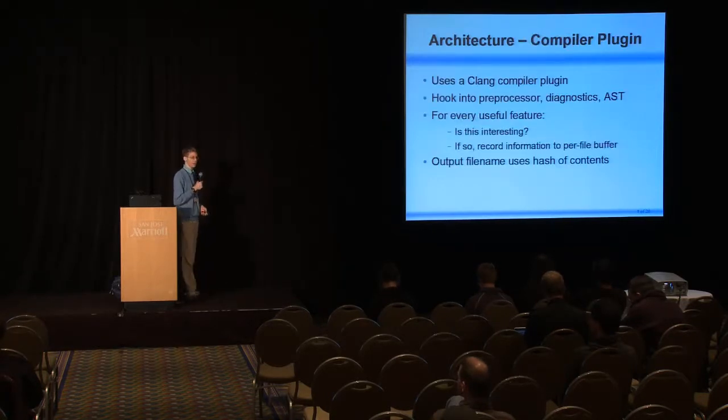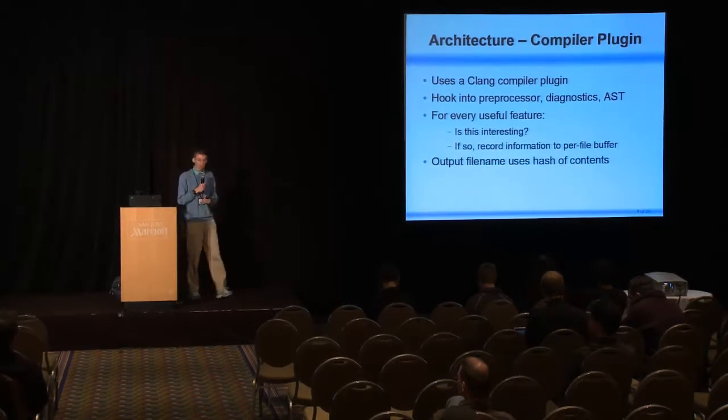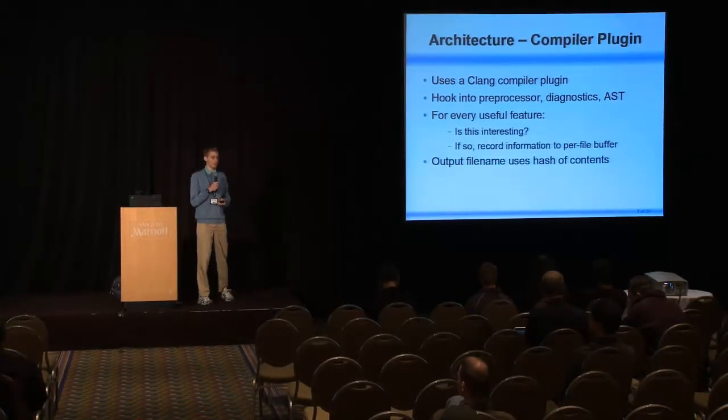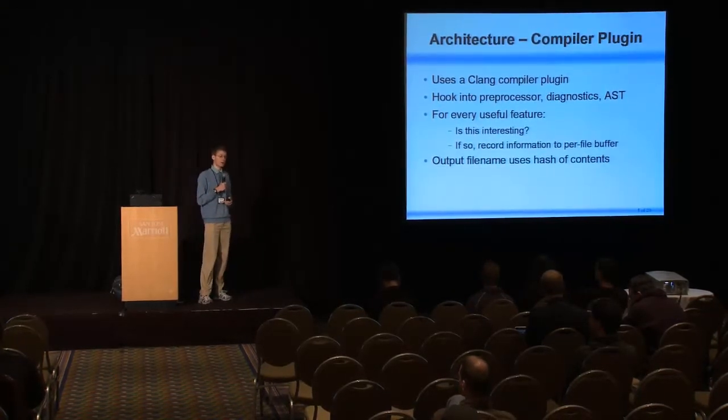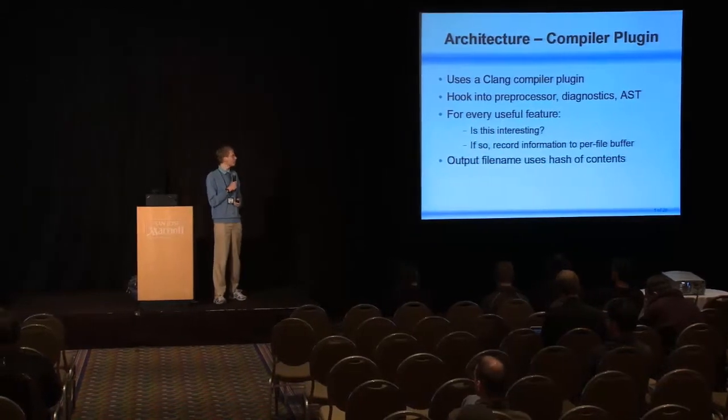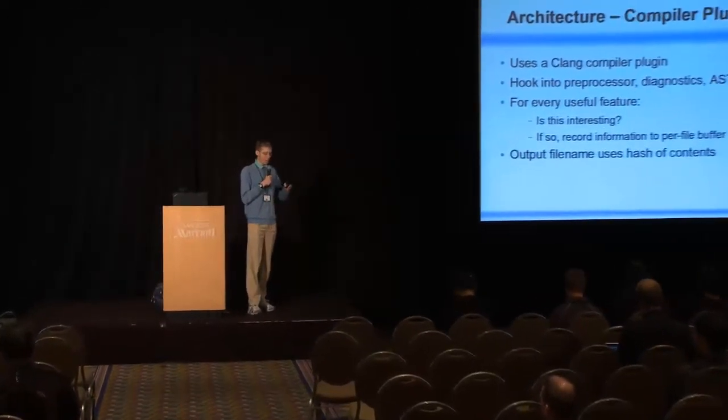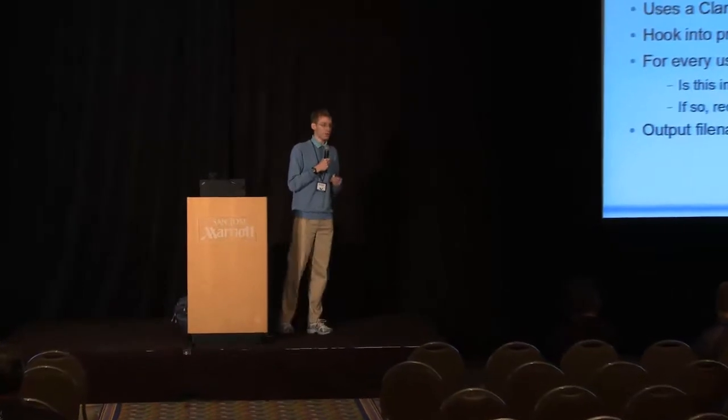So first, the compiler plugin. As I said, we're using Clang. We used to use GCC, but we switched because there are so many better features in Clang than GCC. The plugin right now hooks into three major components. We hook into the preprocessor callbacks. That allows us to get all the information we ever care to know about the macros. Firefox has something like 40,000 macros, so macros are very important.